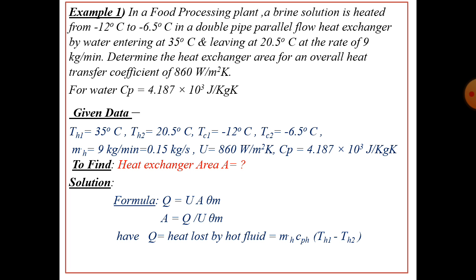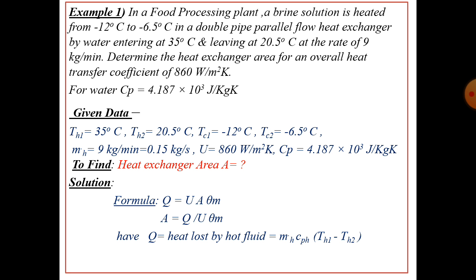Now mass flow rate is given as 9 kg per minute of the hot water. Let us convert it into kg per second. We need mass flow rate in kg per second. So converting 9 kg per minute into kg per second, that is dividing by 60, 9 divided by 60 is equal to 0.15 kg per second.